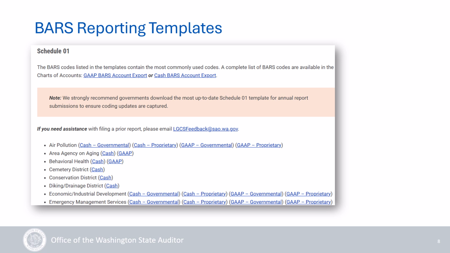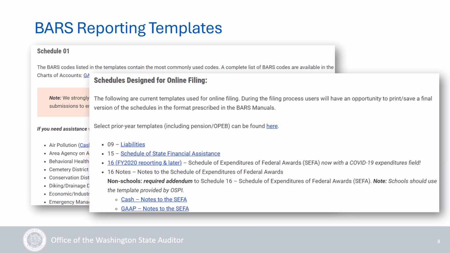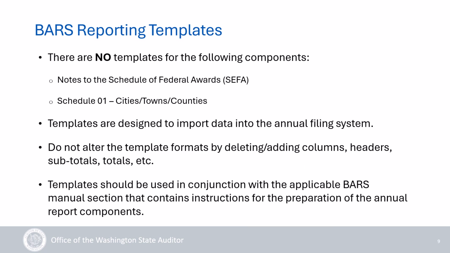This is a snippet of what the BARS reporting templates page looks like. You can find templates for all SAO annual report schedules here, and they are pre-formatted for easy upload to the annual filing system. After reviewing the available templates, you may notice that there is no template for the notes to the schedule of expenditures of federal awards, also known as the CFA, and there are no Schedule 01 templates for cities, towns, or counties. I will explain more on this when we talk about preparing the Schedule 01.